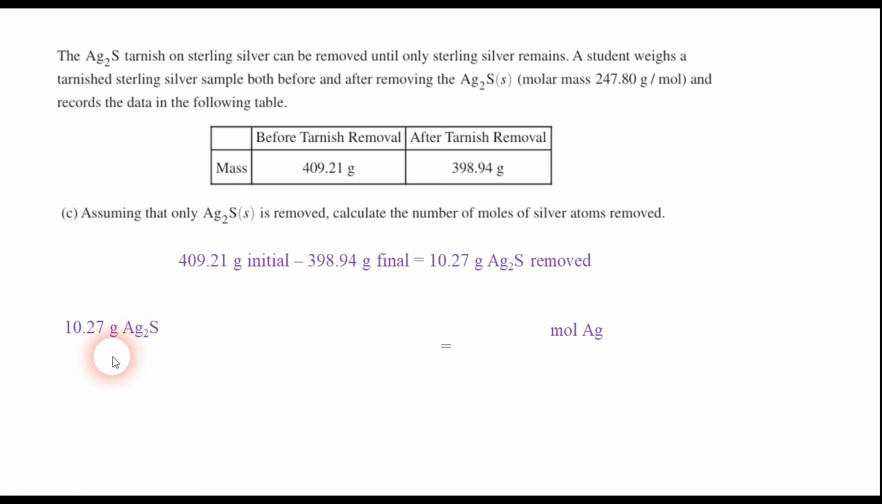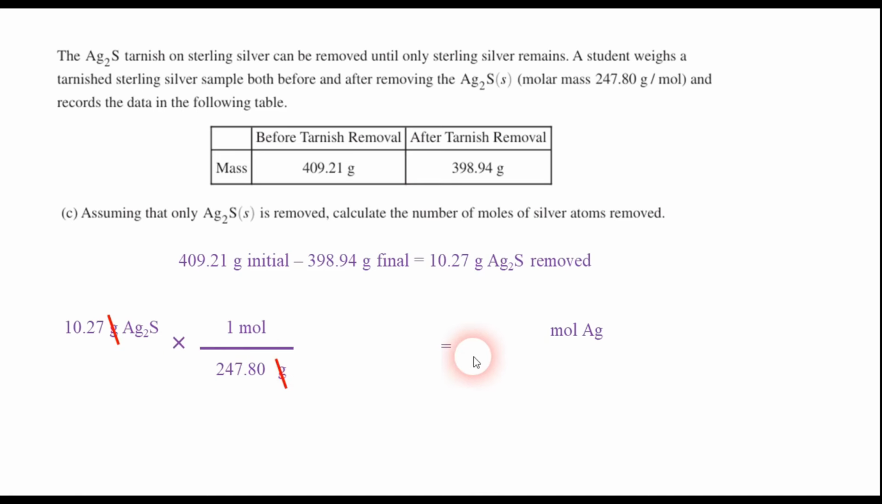And so my first step in any stoichiometric process is to convert to moles if it's not already in moles, right? So in my first conversion factor, I have to put grams on the bottom, and 1 mole on top. And it actually tells me up here that the molar mass is 247.80. So I'm going to plug that in here. I can cancel grams top and bottom, and I'm in moles of silver sulfide.